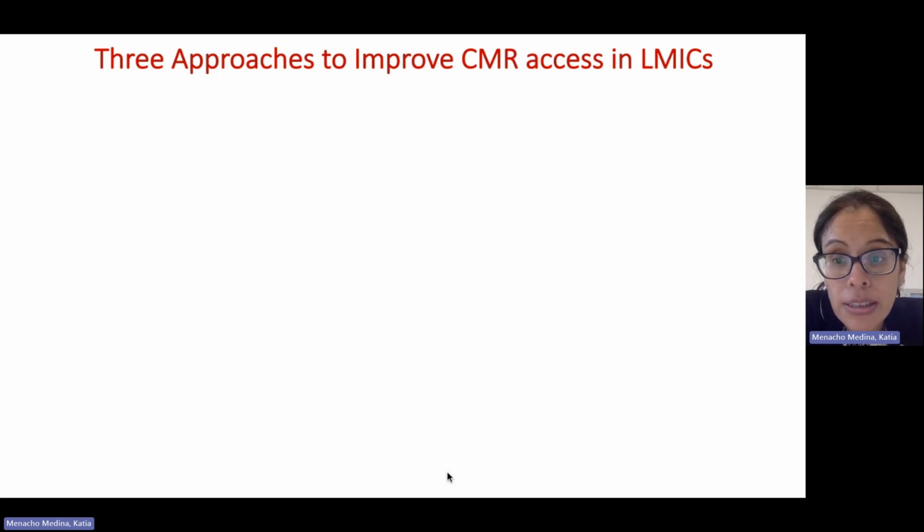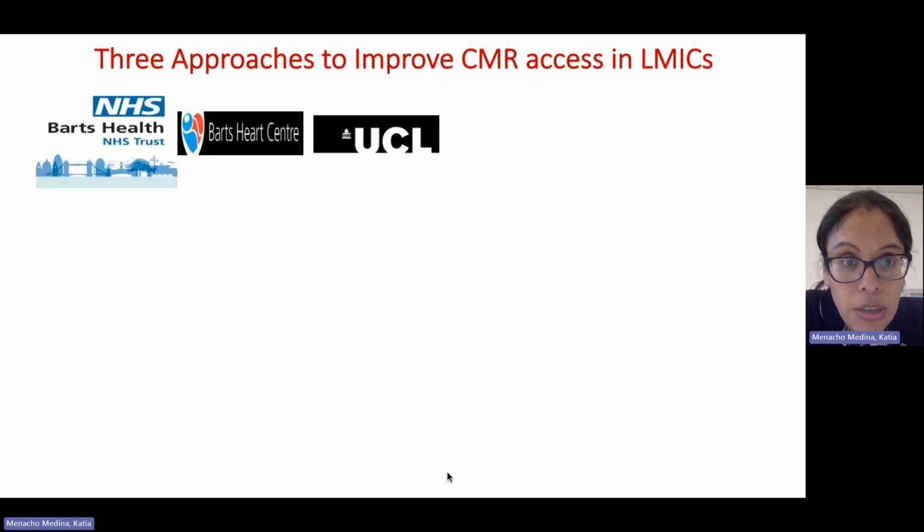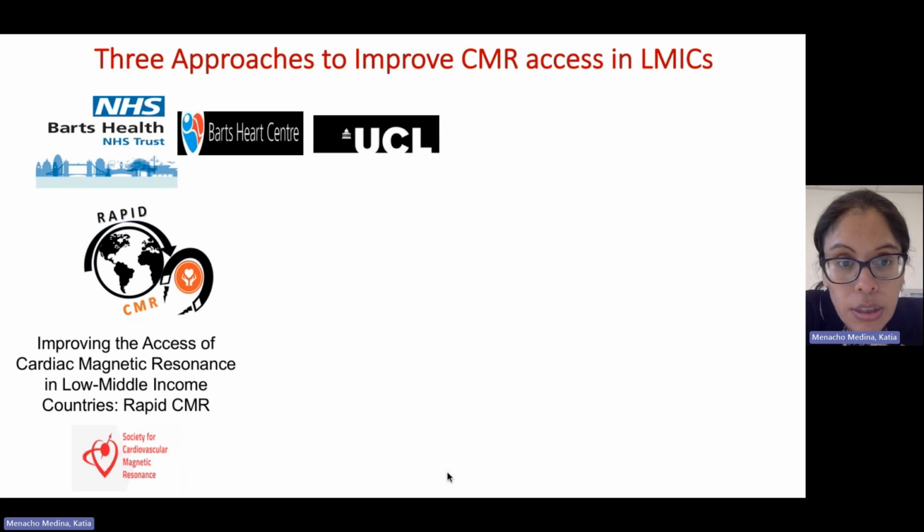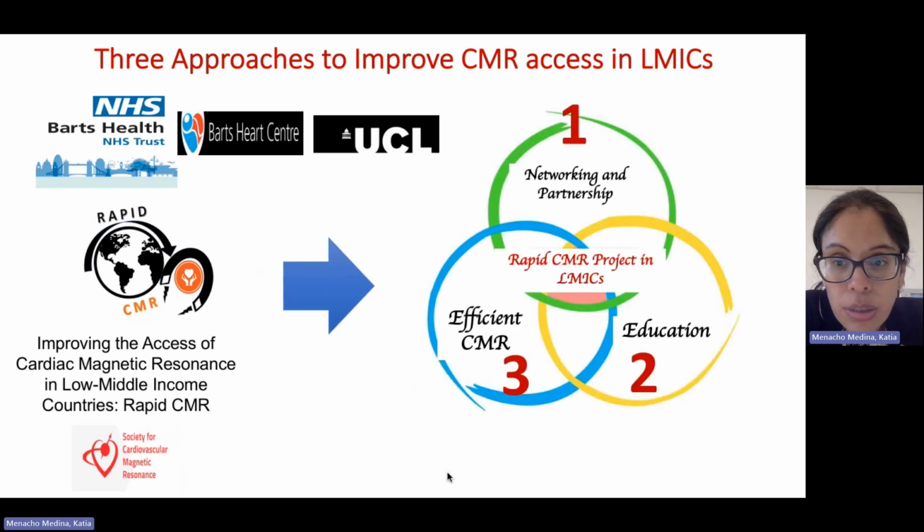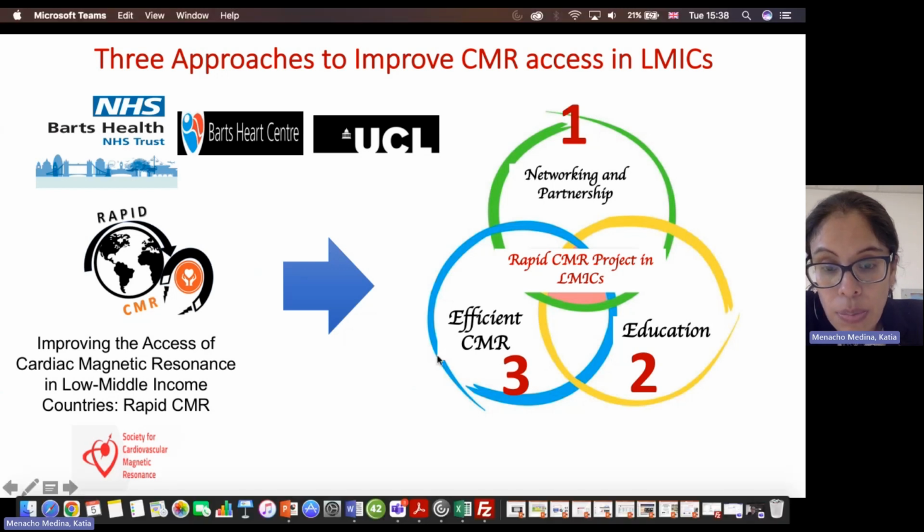The aim was to improve CMR access worldwide, and especially in low-middle income countries, as this is part of the project that will be one of the parts of this talk, that is improving the access of cardiac MRI in low-middle income countries. So there were 3 principles for organizing this project. It was done with the support of my university, UCL, and Barts Health NHS. So networking and partnership with the collaborating institutions, establishing an efficient cardiac MRI using an abbreviated protocol, and the education that was delivered to the participant centers.